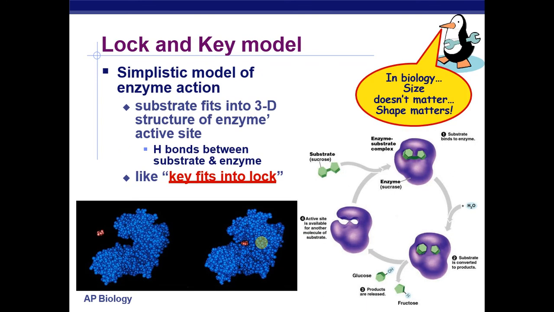All right, so let's talk about two general models of how enzymes work. And the simplest one is called the lock and key model, which means the substrate fits into a 3D activation site of an enzyme, and hydrogen bonds between the substrate and the enzyme kind of have it fit in place, kind of like a key fits in a lock. All right, so this is kind of the lock and key model. The substrate binds with hydrogen bonds to the activation site, and it fits snugly in there just like a certain key fits in a certain lock. This is the simplistic model.